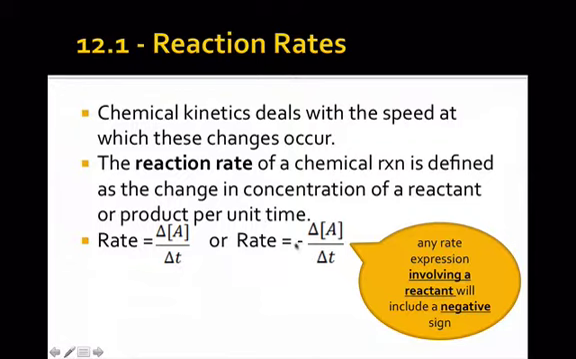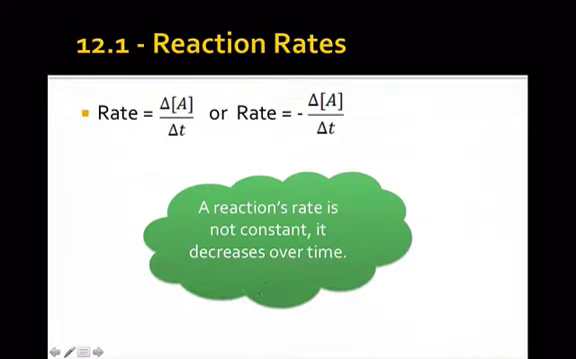When you see it written with a negative out here, that's when we're talking about the reactant. Because the reactant's change is going to be a negative, they put a negative out here so that we keep a positive rate. So anytime we're dealing with the change in concentration of the reactant, you're going to add in this extra negative sign right in front so it keeps your rate positive.